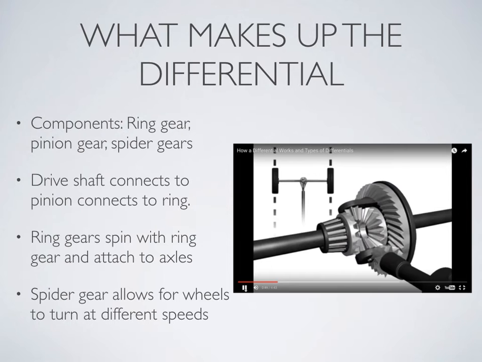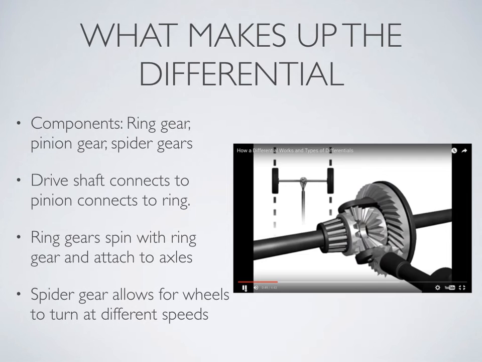So what makes up the differential? There are a few parts. There is a pinion gear, which comes from the drive shaft or the output shaft, and that connects to a large ring gear, which is the largest circle gear that you see in this animation, and then that is connected to some spider gears, which spin in a circle with the ring gear, and they also rotate on their own axis when the car is turning, as you'll see in this animation.